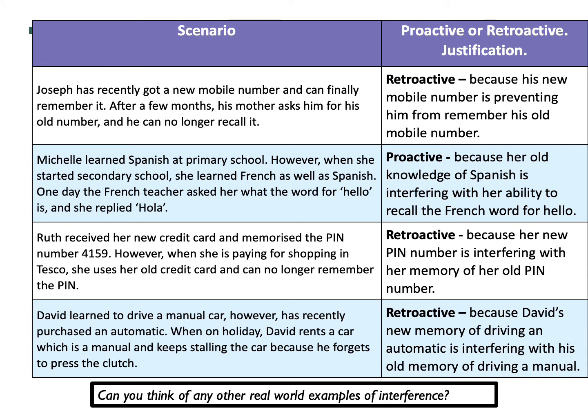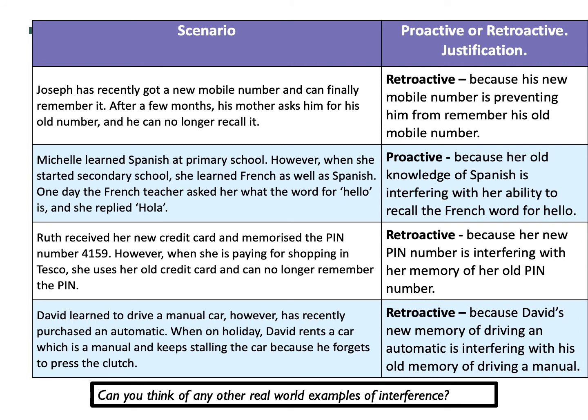So think about interference that's personal to you. Maybe think about a hobby. If you might be a dancer, have you ever experienced when you've learned a new dance routine, so then you can't remember the old dance routine that you rehearsed maybe a few months ago? That would be retroactive because your recent memory for your new dance routine is interfering with your old dance routine.